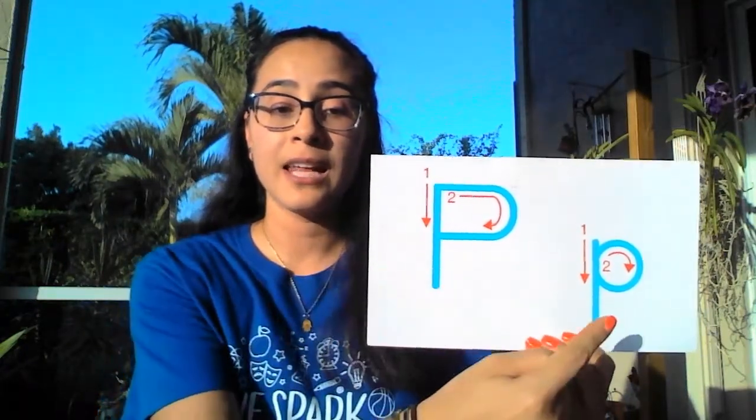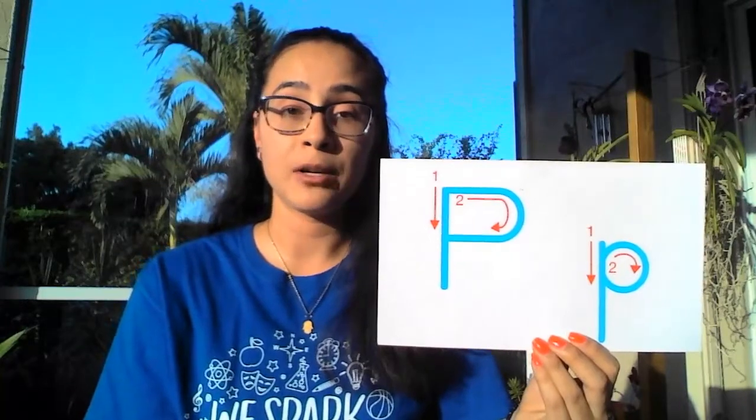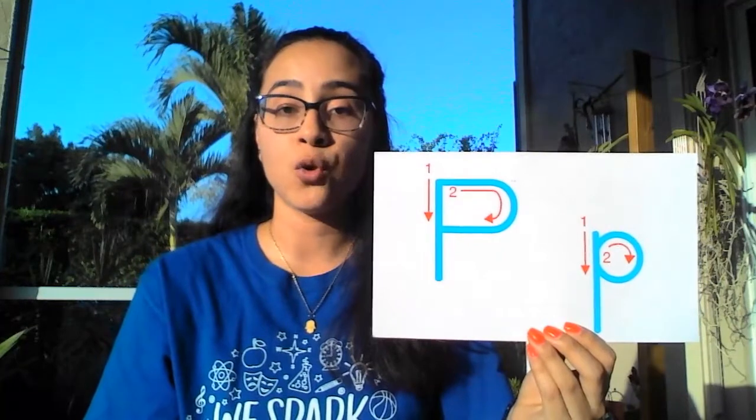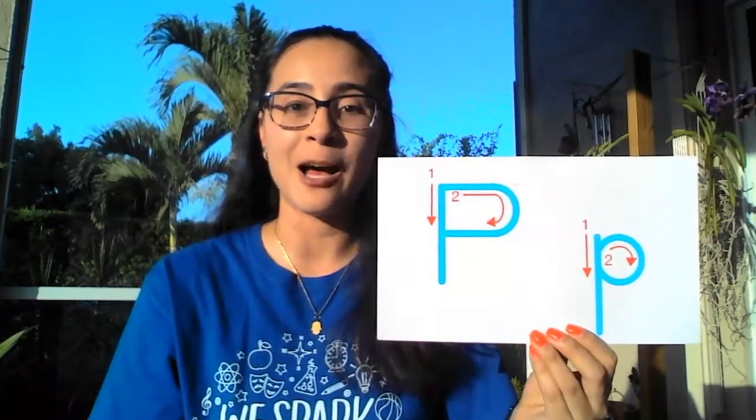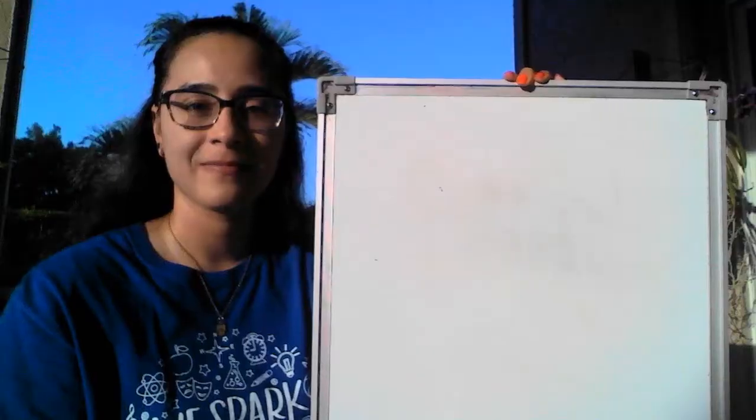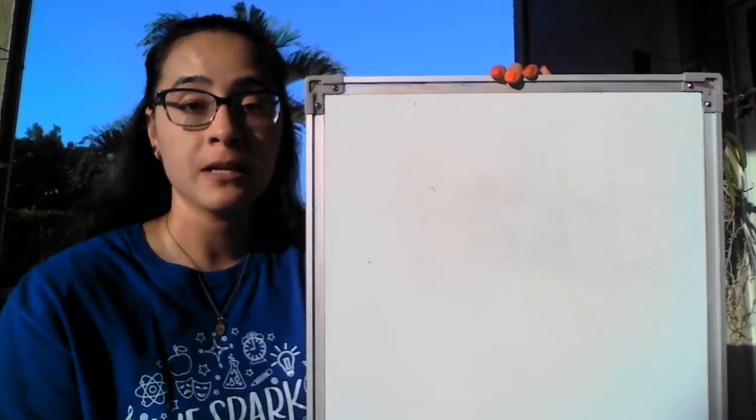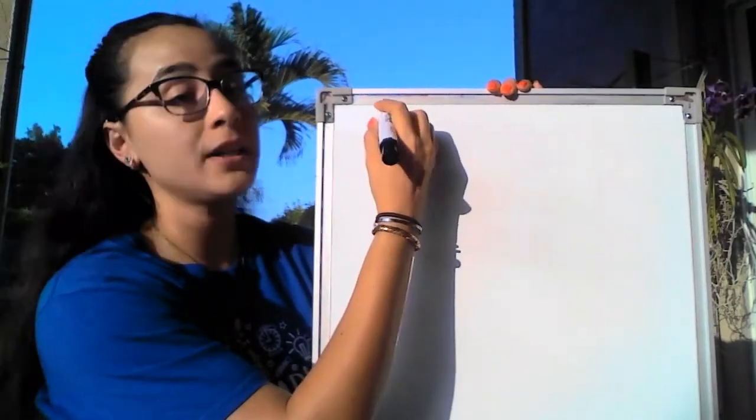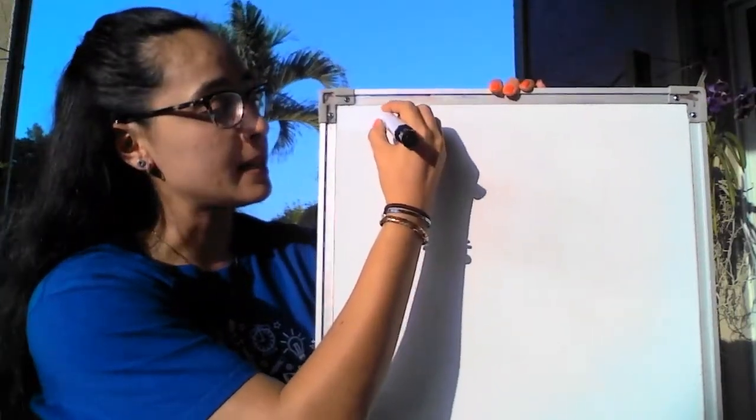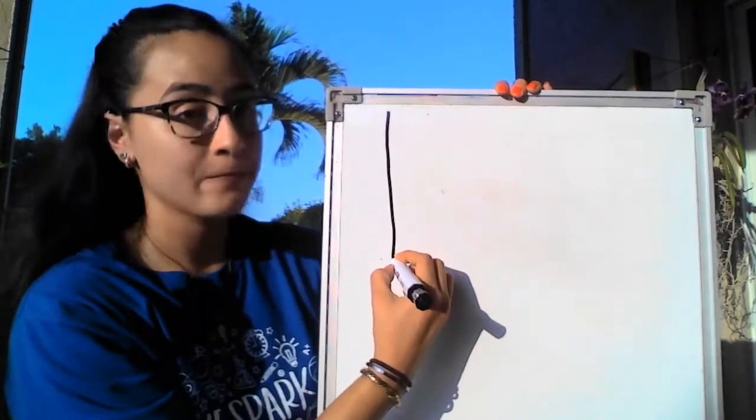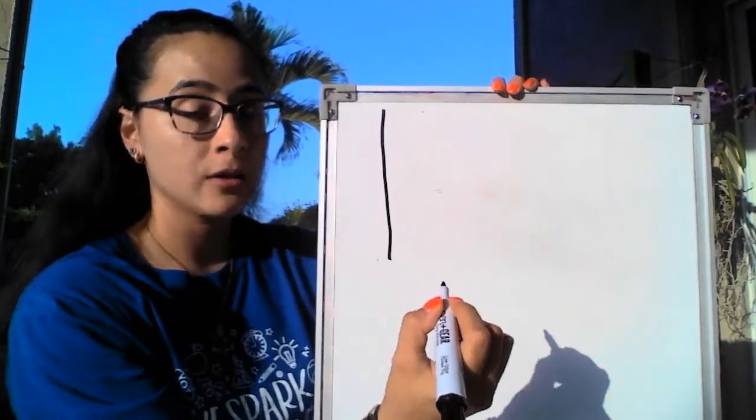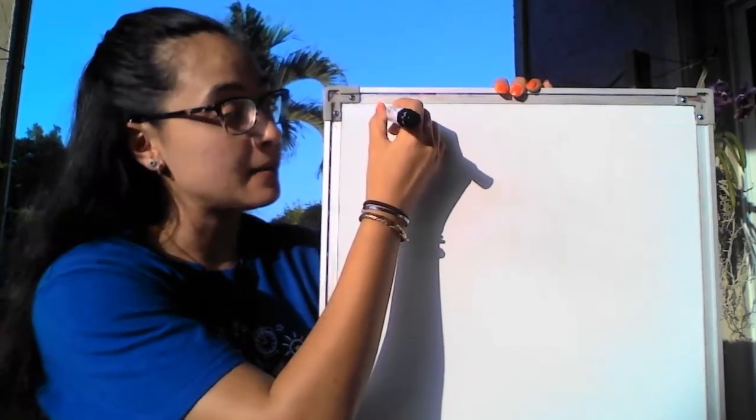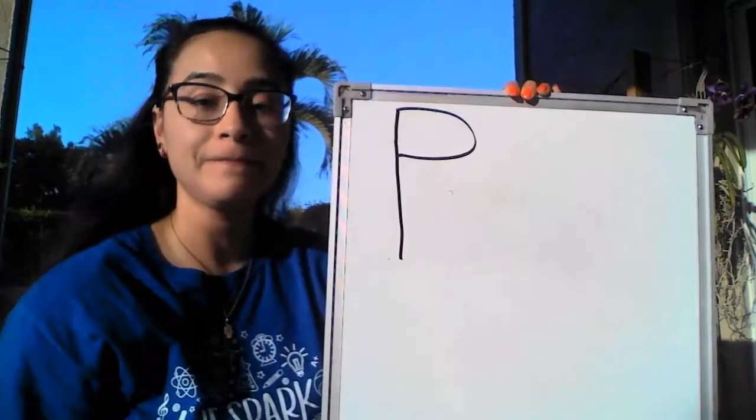Uppercase P and lowercase p look pretty similar, except uppercase P is taller and lowercase p is shorter. Let's go ahead and write uppercase and lowercase p. When we do uppercase P, because it's taller, we're going to start all the way at the top and draw one line going straight down, like this. Down. We're going to pick up our marker, start back at the top, and we're going to make one bump, like this. Bump.